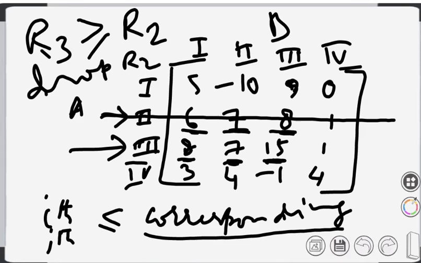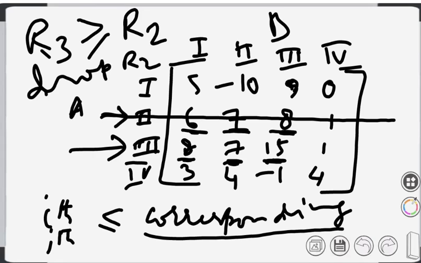So let's see what happens. Rule 2 is: if all the elements of a particular column, say ith, are less than or equal to the corresponding elements of any other column, say jth, then the ith column dominates the jth column. In the case of columns, the smaller column will be retained and the bigger column will be dropped.